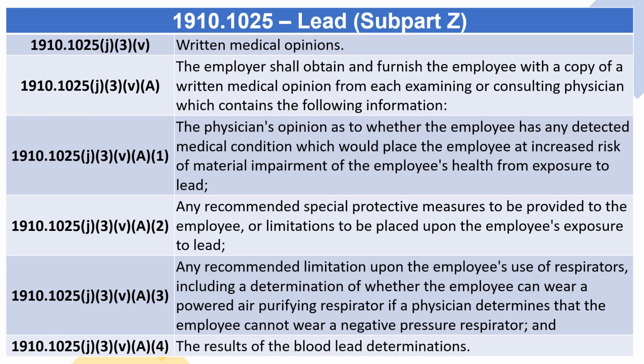1910.1025(j)(3)(v), Written medical opinions. 1910.1025(j)(3)(v)(A), the employer shall obtain and furnish the employee with a copy of a written medical opinion from each examining or consulting physician which contains the following information, (A)(1) through (A)(4): the physician's opinion as to whether the employee has any detected medical condition which would place the employee at increased risk of material impairment of the employee's health from exposure to lead; any recommended special protective measures to be provided to the employee, or limitations to be placed upon the employee's exposure to lead; any recommended limitation upon the employee's use of respirators, including a determination of whether the employee can wear a powered air purifying respirator if a physician determines that the employee cannot wear a negative pressure respirator; and the results of the blood lead determinations.